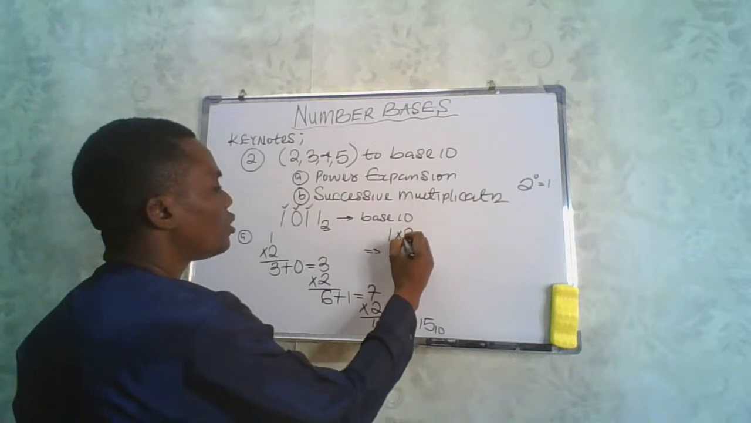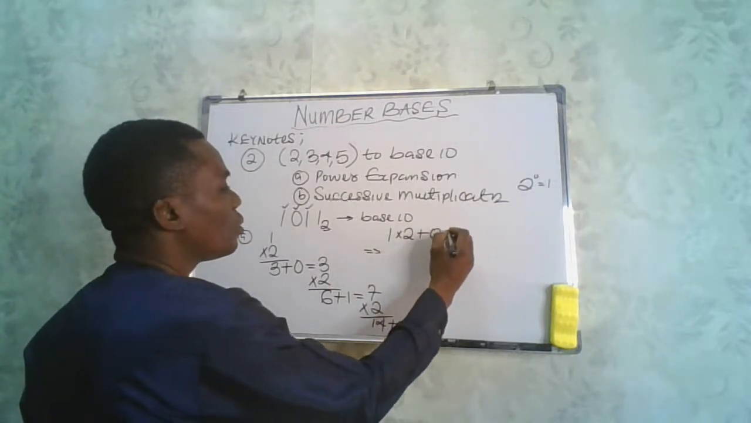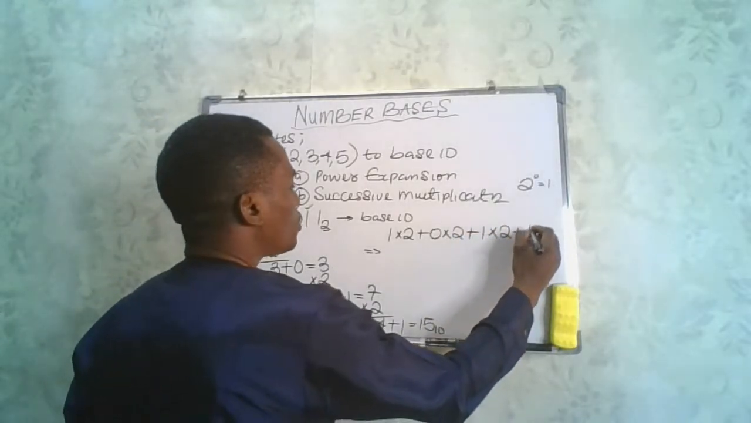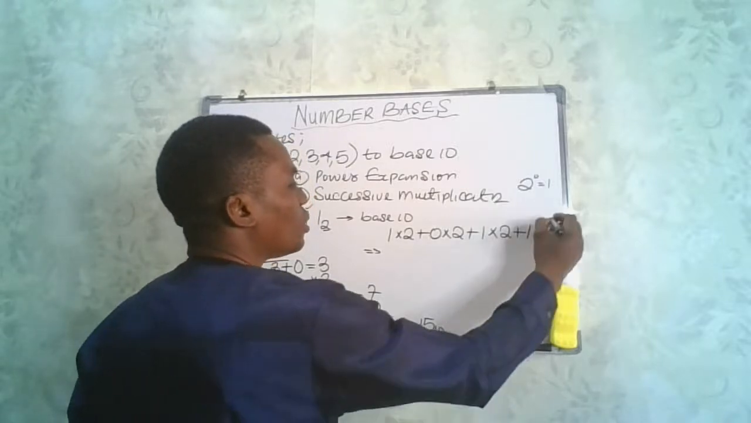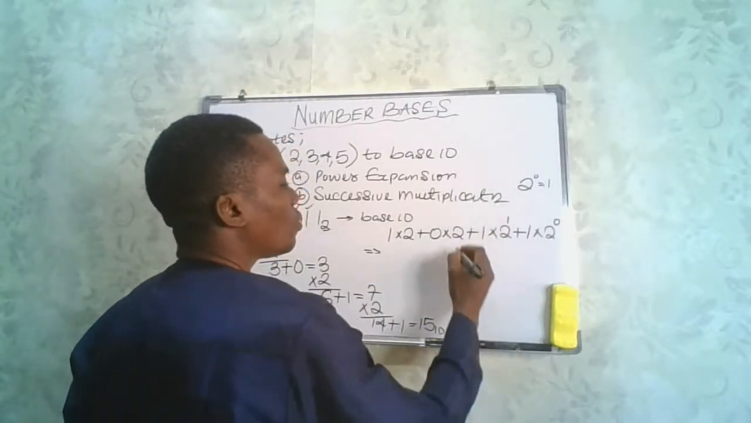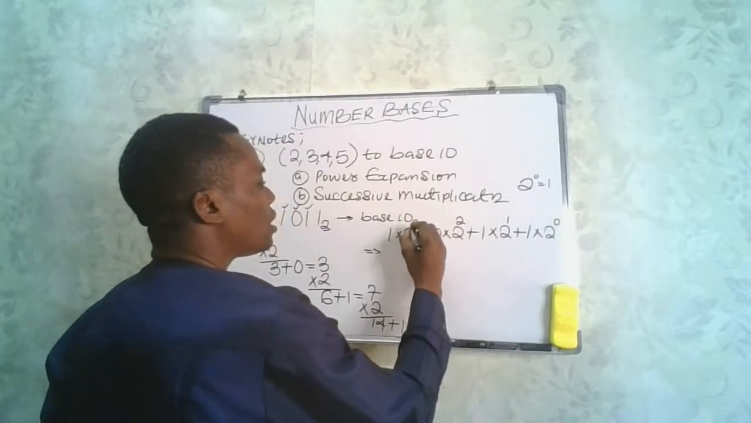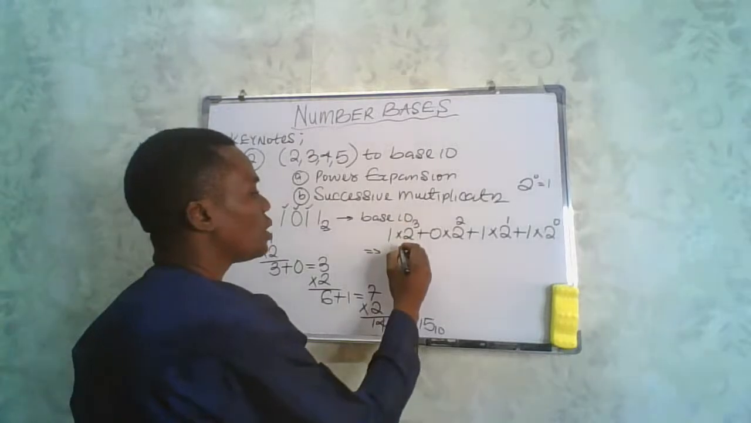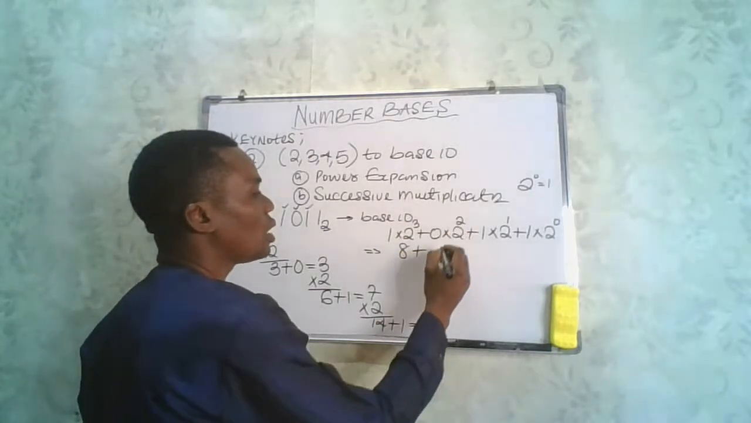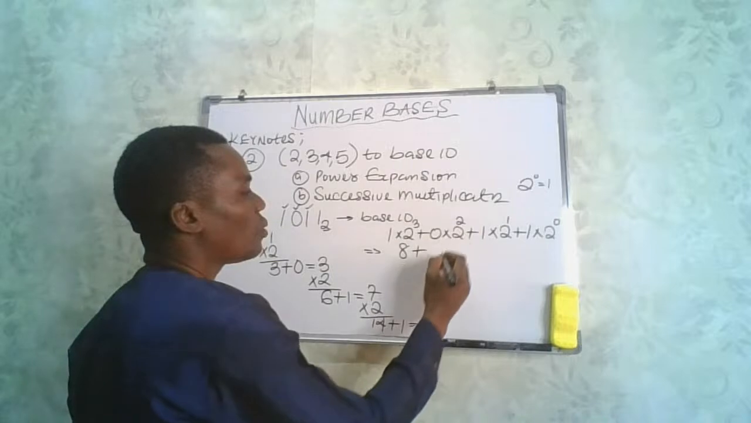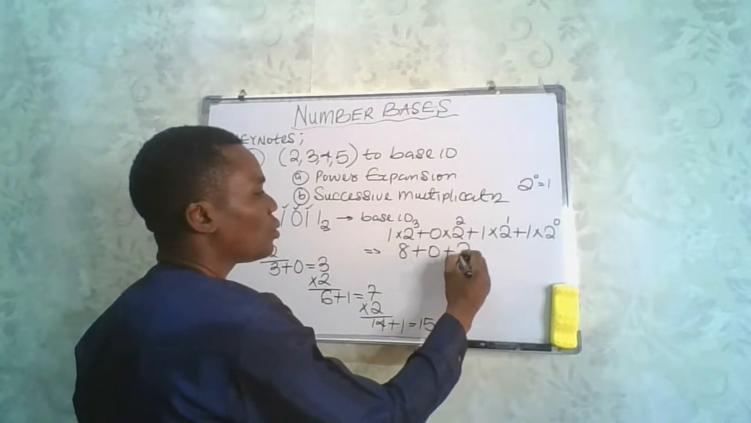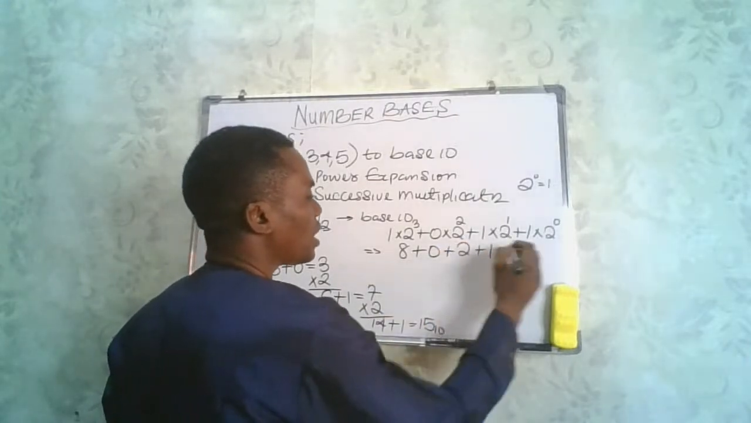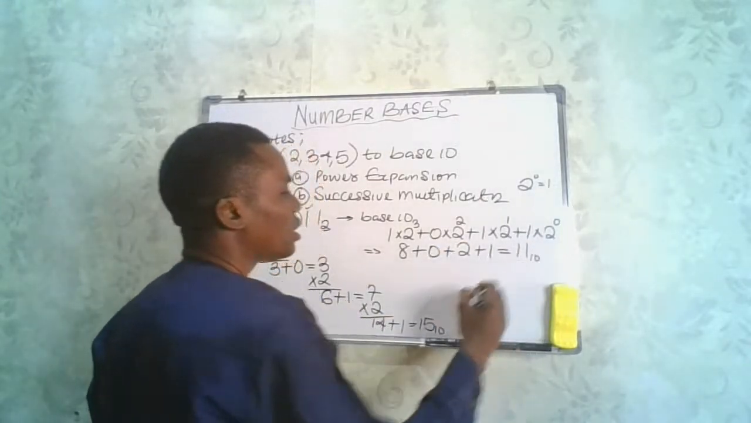1 multiplied by 2 plus 0 multiplied by 2 plus 1 multiplied by 2 plus 1 multiplied by 2. Good. So this is going to give us 0. This is 1. This is 2. And this is 3. Right? So 2 times 2 will give us 4. 4 times 2 will give us 8. So this will give us 8, plus this will give us 4, right? 0 plus this will give us 2, and this will give us 1. So if we add this, we're going to have 8, 9, 10, and 11 to base 10.